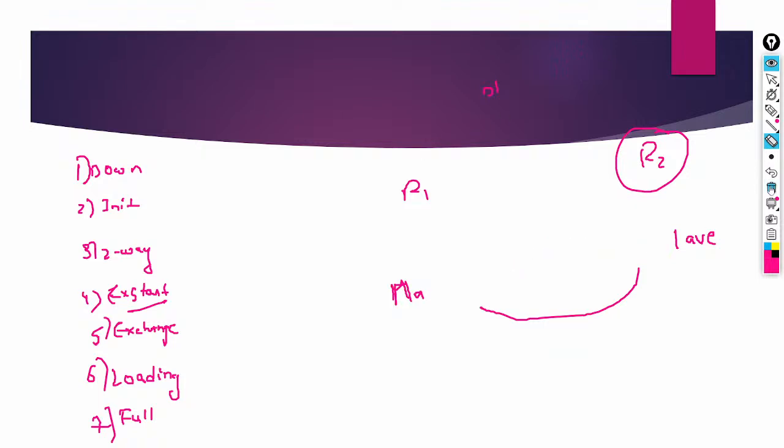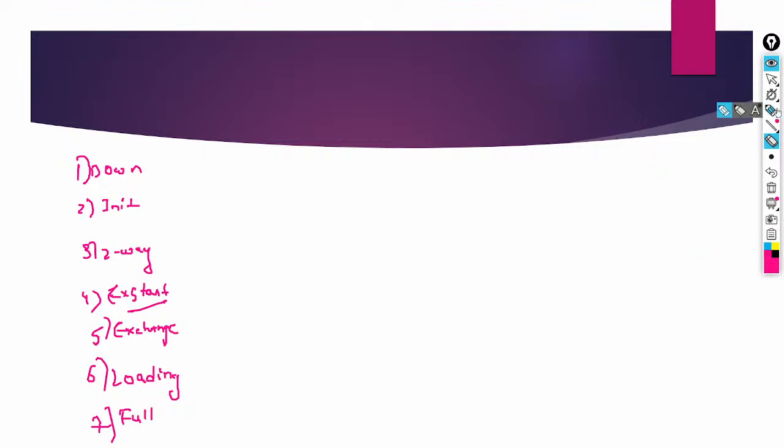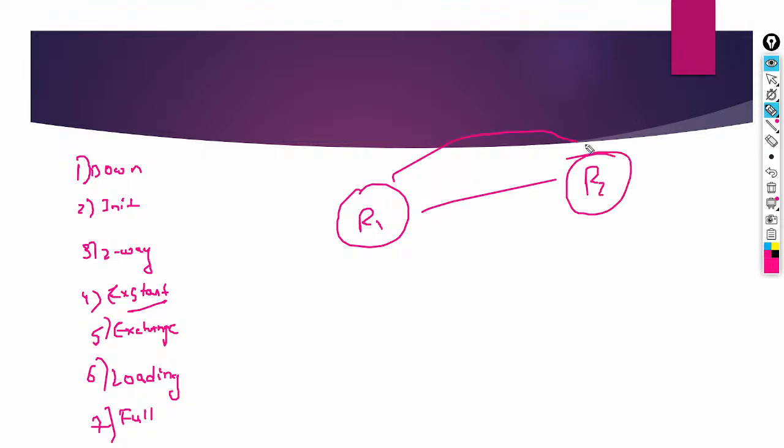Now the original DBD, once the empty DBD has been exchanged, will be used. R1 and R2 will exchange the original DBD packet. R1 will send the original DBD, which will contain the summary information of R1, and R2 will send the original DBD packet that will contain the summary information of R2.